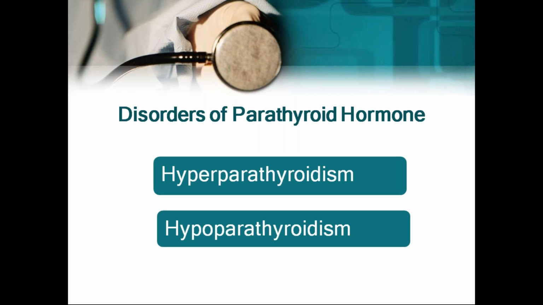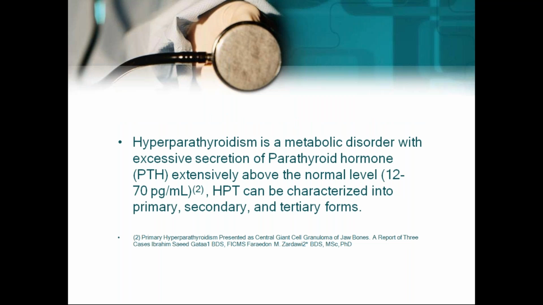Okay, and we see two types of disorders arising from the parathormone. One is hyperparathyroidism and the other is hypoparathyroidism. Hyperparathyroidism is where the parathormone is released in excess, and there are three types of it: primary, secondary, and tertiary. And there is another entity called pseudohyperparathyroidism, and pseudopseudohyperparathyroidism. Double pseudo.